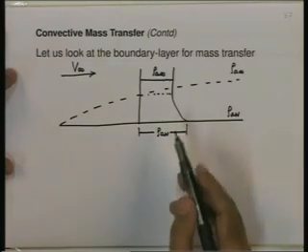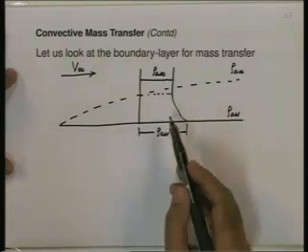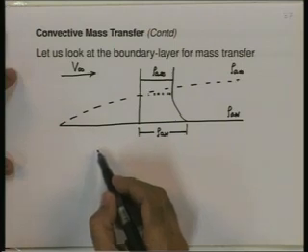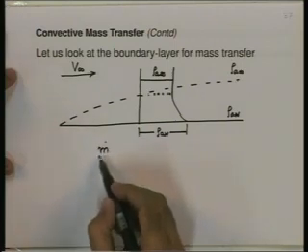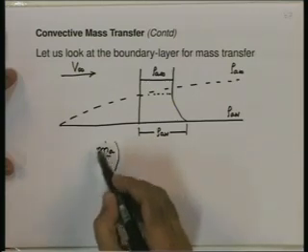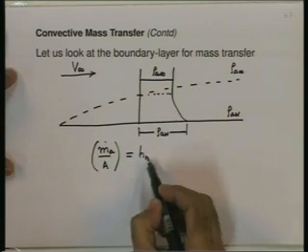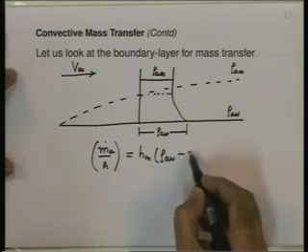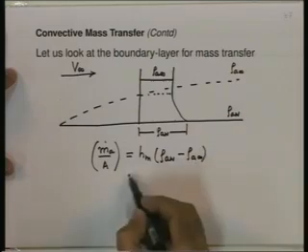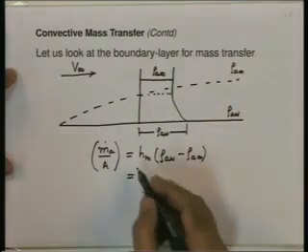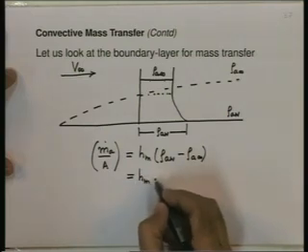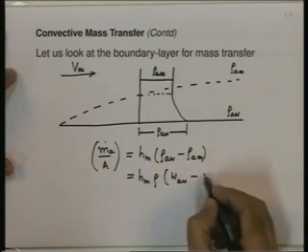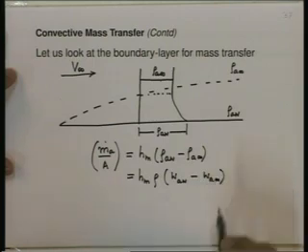Our aim is to write down the appropriate relations and obtain a relationship for HM, so that we can get finally, using this expression, HM into rho AW minus rho A infinity, or assuming rho to be uniform in the boundary layer, HM into rho into the mass fraction W A at the wall minus the mass fraction of A in the free stream.